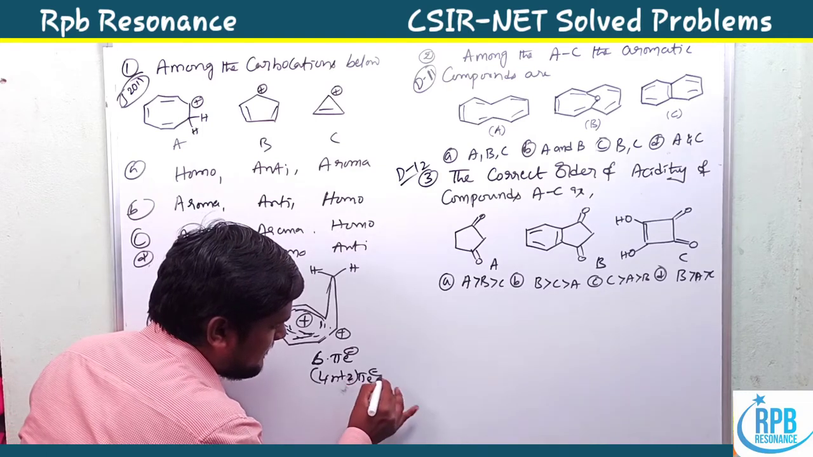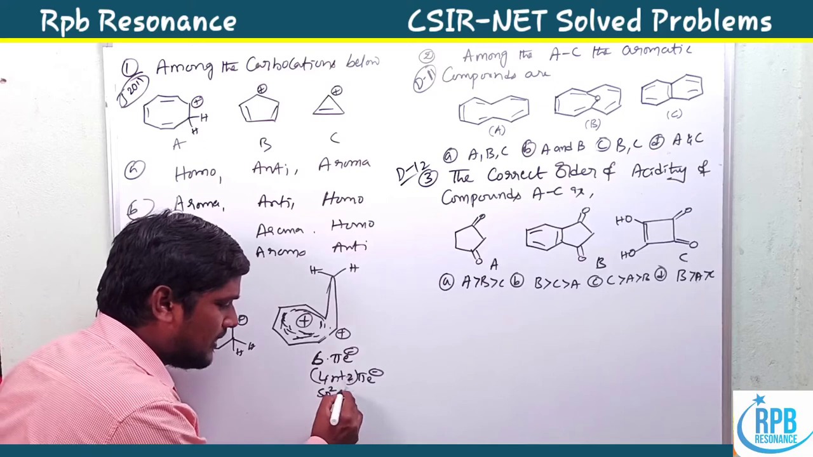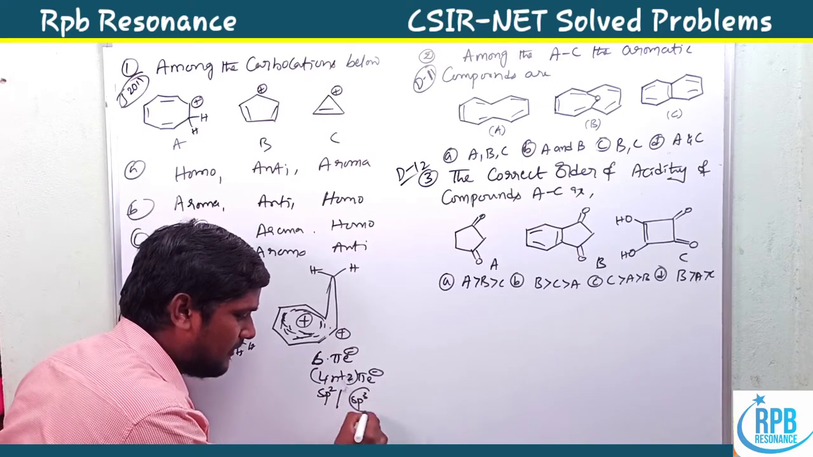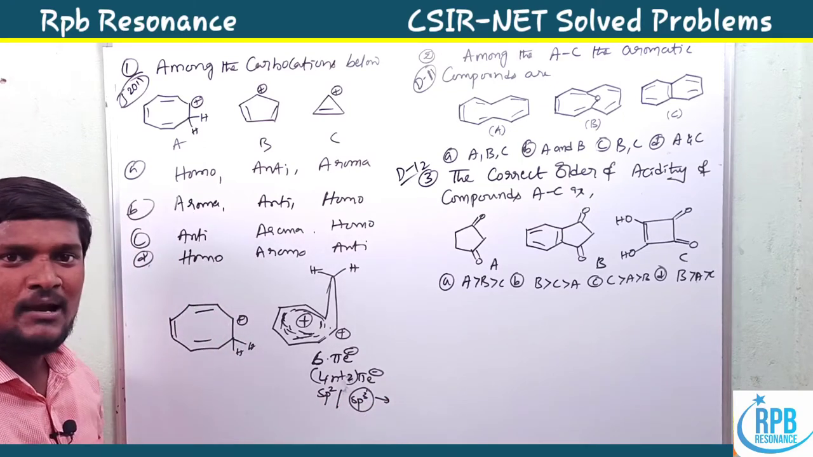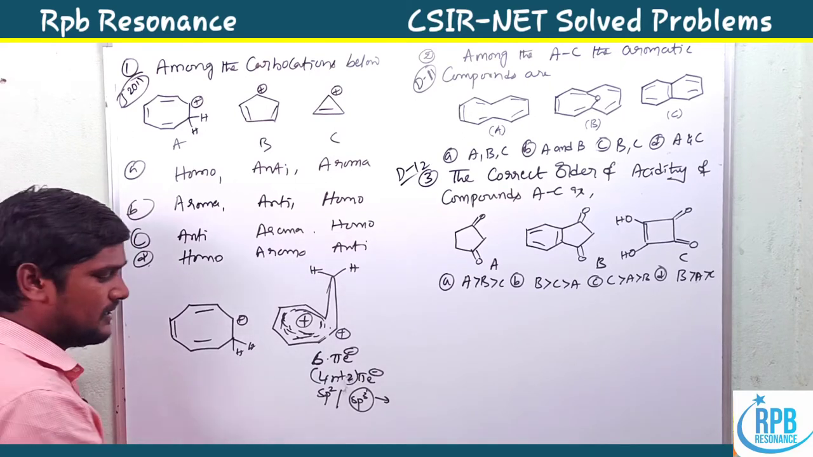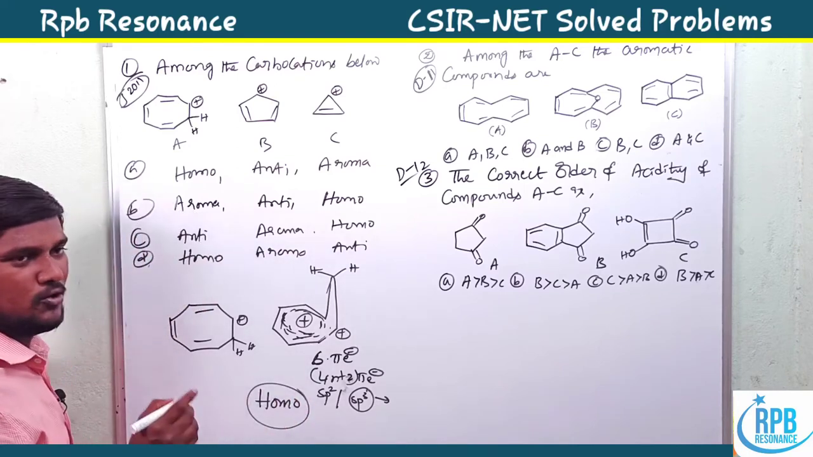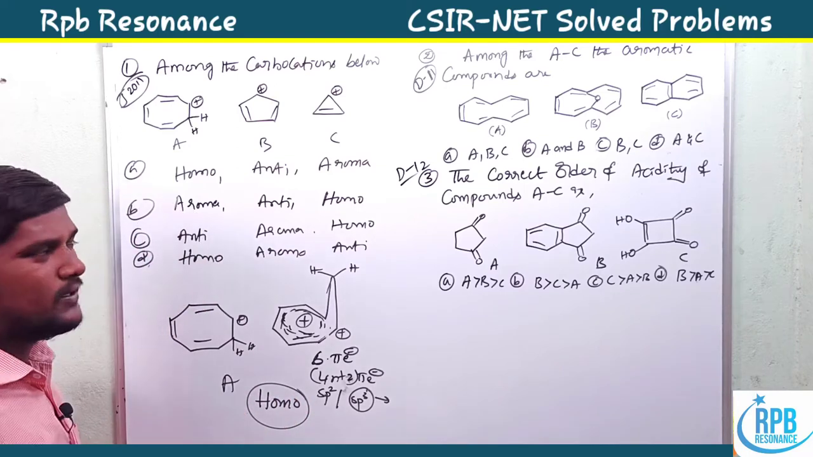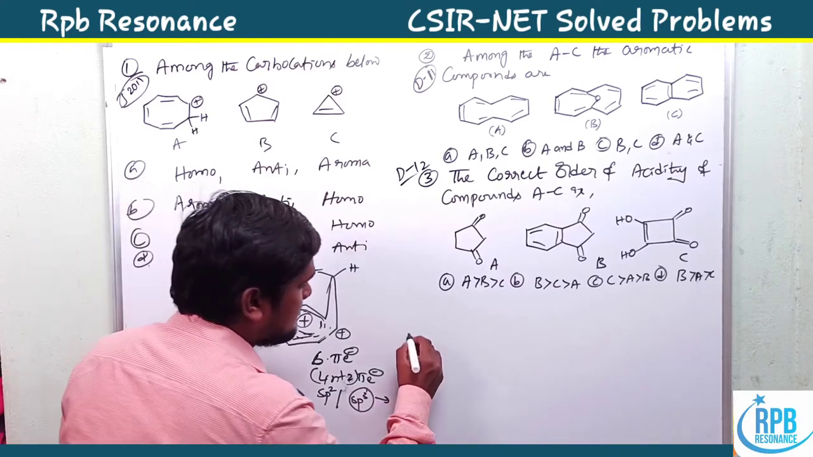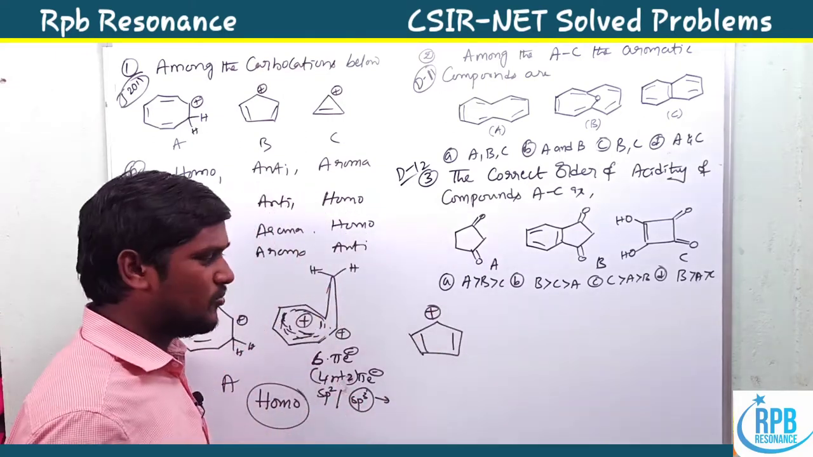So whenever a system obeys the 4n plus 2 pi electronic system, all are sp2, and exceptionally one is sp3. If that sp3 is exactly vertical to the delocalized orbital system, then it is said to be homoaromatic. So A is homoaromatic. Now let's move on to B. So this is the system. Okay, now here how many electrons are there?